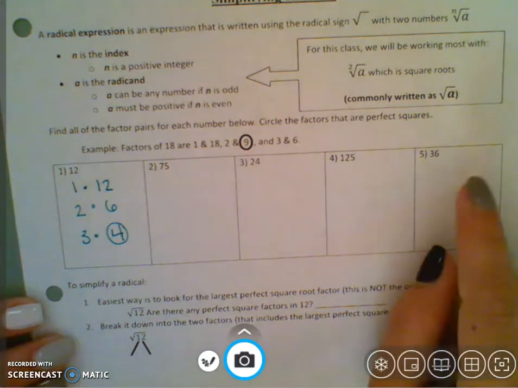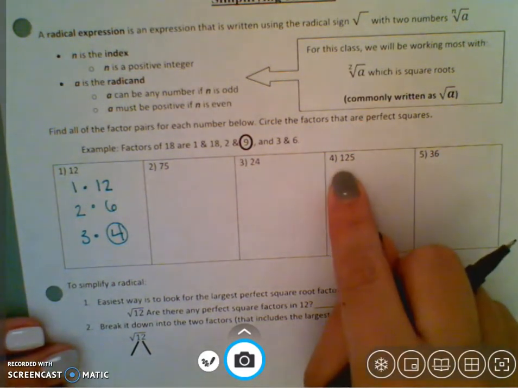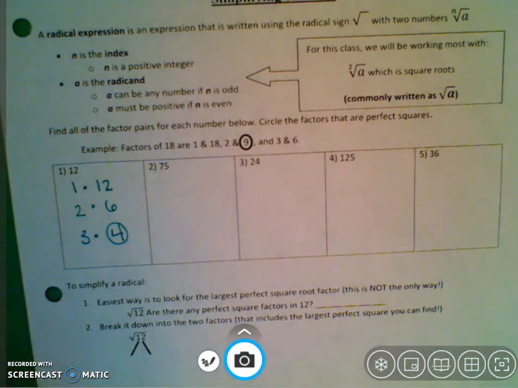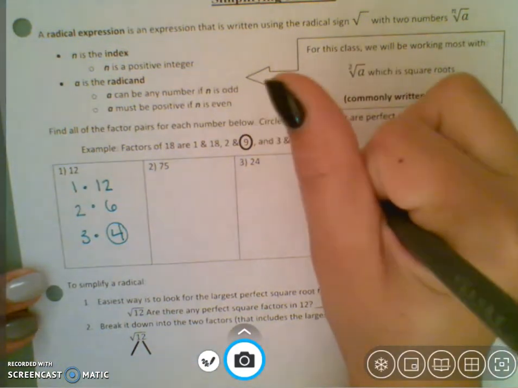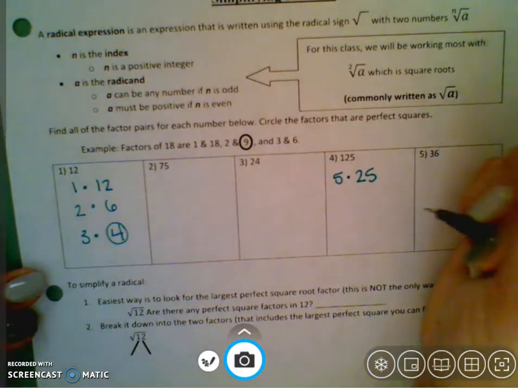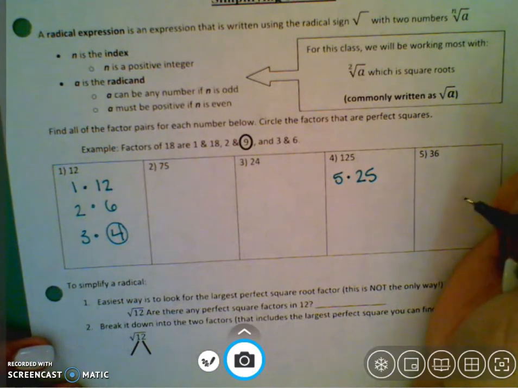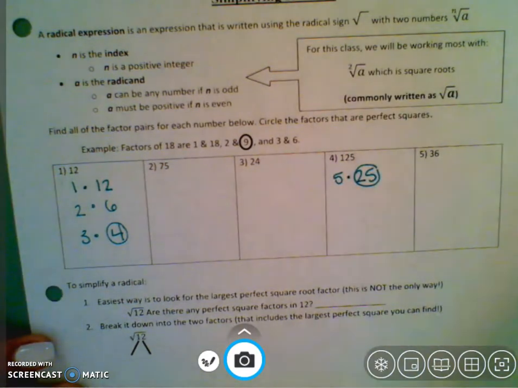Okay, let's go to 125. Well, 125 is going to be 5 times something. Do you know what that is? It's 5 times 25. So 5 times 25, we obviously know it's 1 and 125, but nothing else is going to make that one. So in this case, we're going to use the 25 because that's a perfect square.